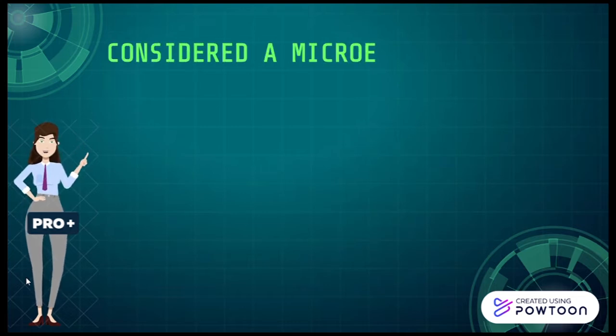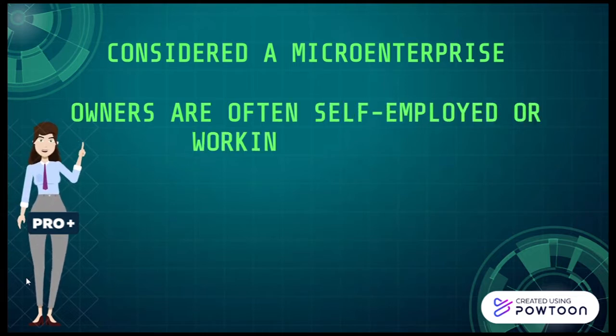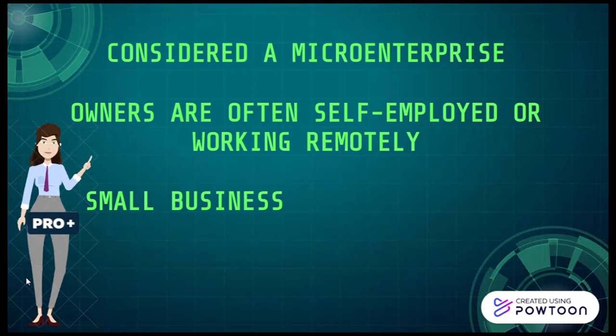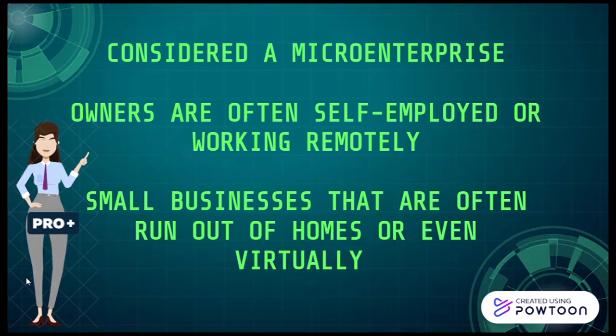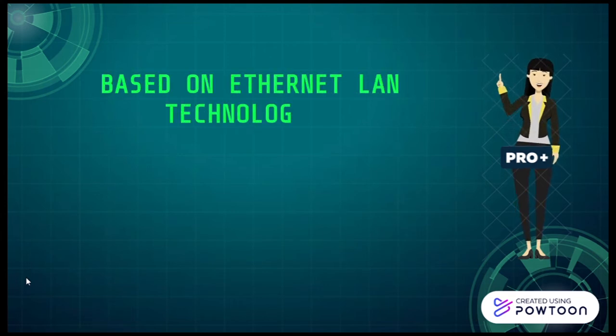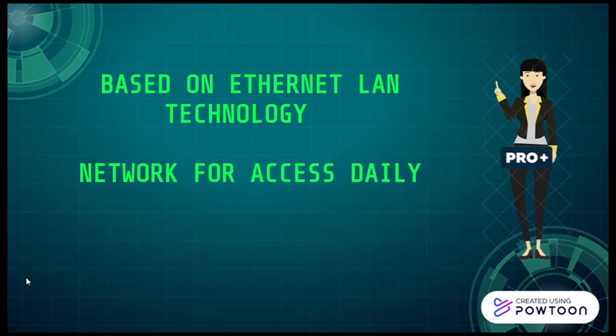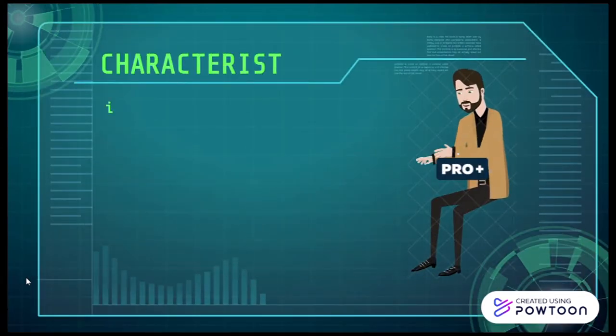A small office network is considered a micro enterprise, and the owners are often self-employed or working remotely. It is also a small business that is often run out of homes or even virtually. Next, a small office network is also based on Internet LAN technology, a network for accessing daily work, and it is also suitable for maintaining a small office. These are the 6 main points about what is a small office network. So next I will talk about the characteristics.